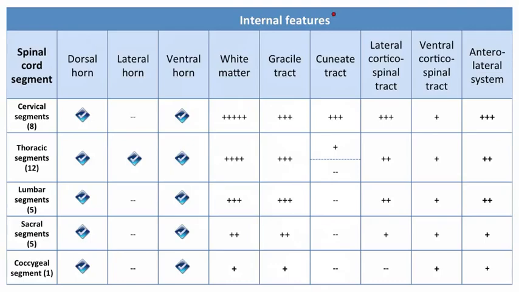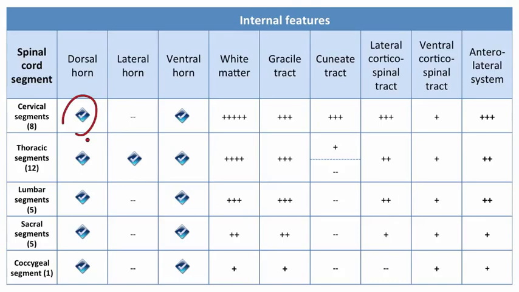Well, let me orient you to this chart. We have a list of internal features of the spinal cord in columns, and then our spinal cord segments organized according to cervical, thoracic, lumbar, sacral, and the one coccygeal segment. And what I've provided for you is a check mark to indicate that that gray matter structure is present.